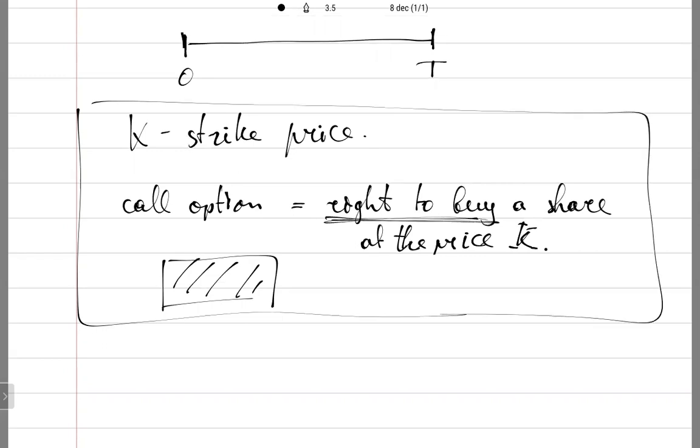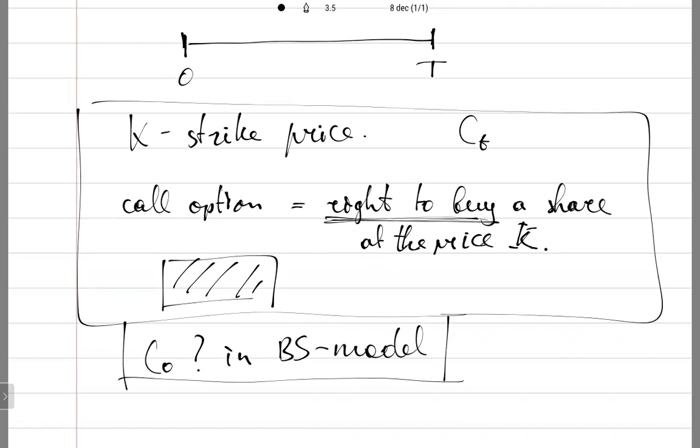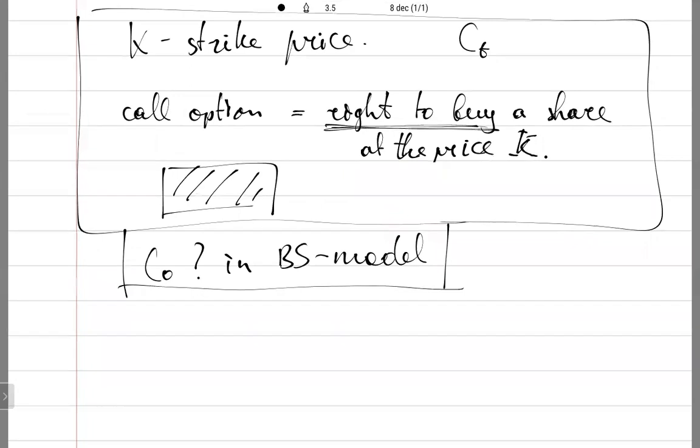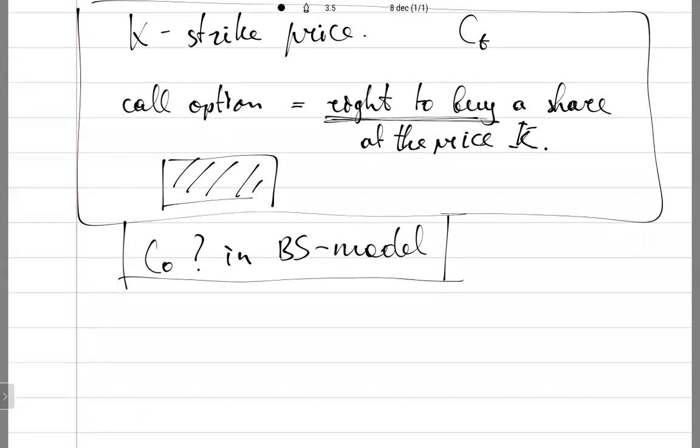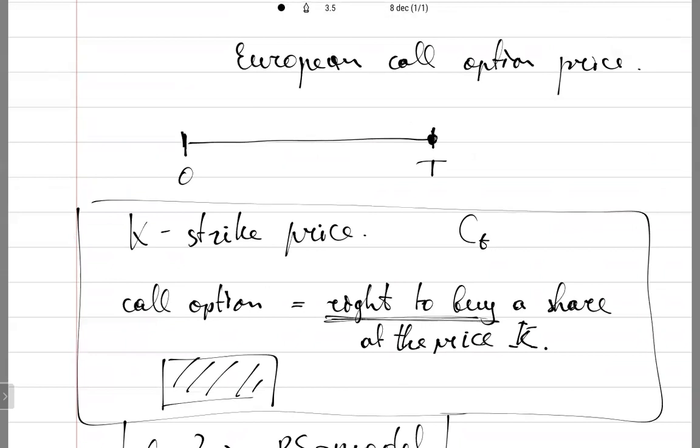And we'd like to price it in the framework of the Black and Scholes model. So imagine that the price of the call option at time T is C_T, T is call. And we'd like to find C_0 in the framework of the Black and Scholes model. So we'd like to have the price of the call option. Okay, basically, let's start with the final day. Let's start with the final date of our contract, day big T. And for big T, it's more or less easy to calculate the price.